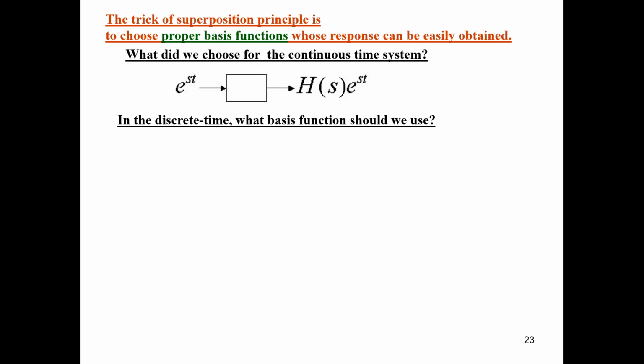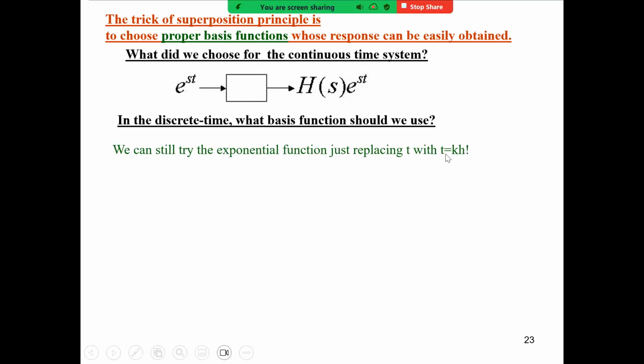We should also try an exponential signal, because it works for continuous time. Okay, so we try the exponential function, but remember for discrete time we need to replace this t by t equals k times h, right? Let's do some manipulation. So this e to the st, where t is k times h, h is the sampling period, becomes e to the s k h.